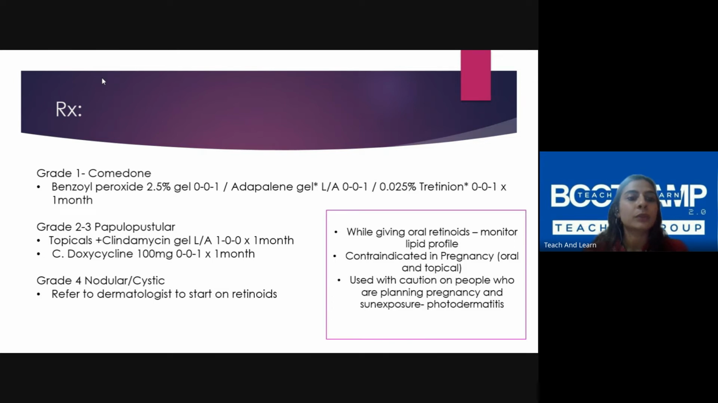Now, grade 2 to 3, that is papulopustular. You have to give topicals, that is benzoyl peroxide or tretinoin, like I mentioned before. Along with that, in the morning you're going to add clindamycin gel as well because there are pustules here. And with topicals, you're going to add capsule doxycycline 100 mg once a day for a month. Yes, you have to give it continuously for a month. Ask them to review after a month.